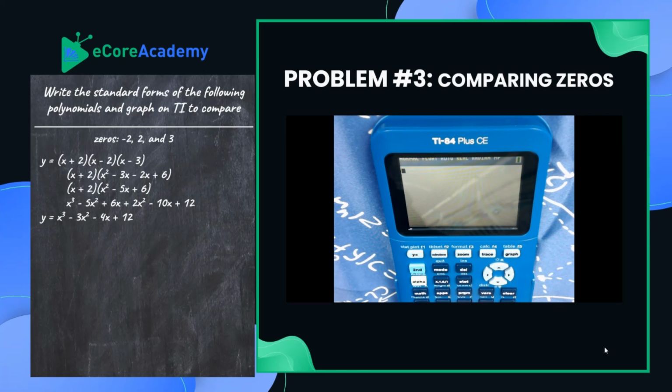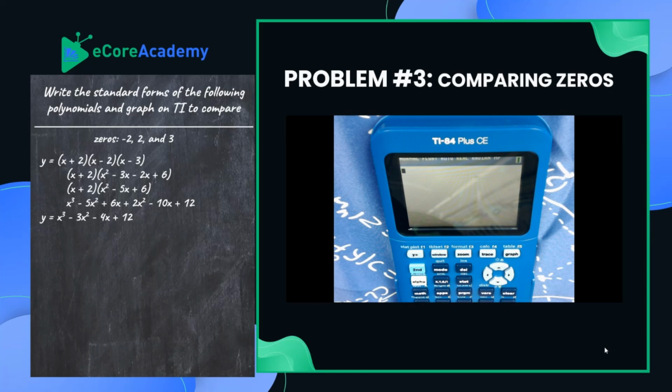So you get y equals x plus 2 times x minus 2 times x minus 3. If you multiply x minus 2 times x minus 3, you get x squared minus 3x minus 2x plus 6. We have to multiply that times x plus 2. But before we do that, we can simplify the linear term. So we can do -3x minus 2x is equal to -5x. So we do x plus 2 times x squared minus 5x plus 6. Multiply all of that out.